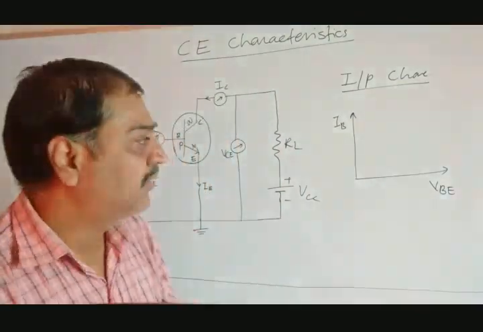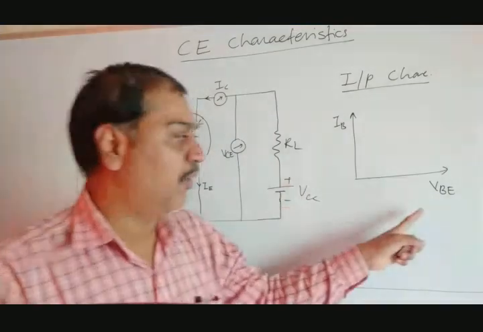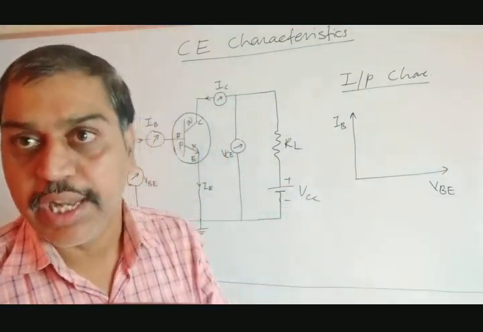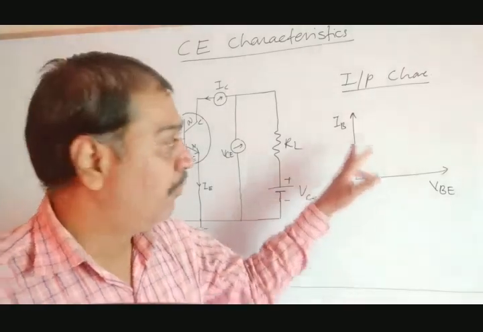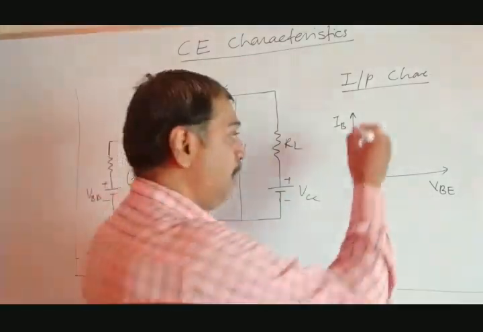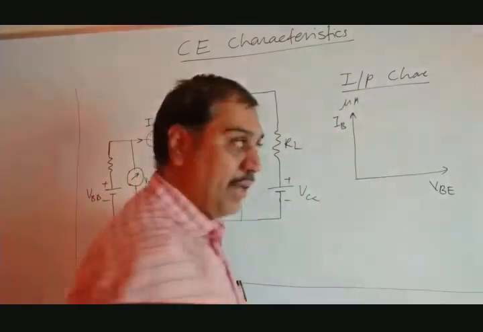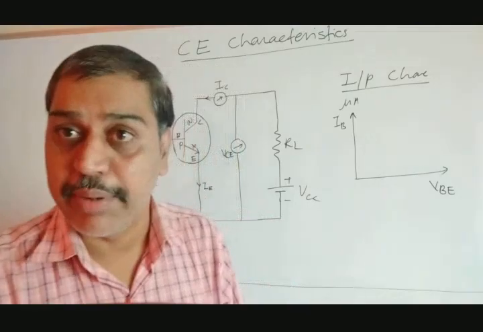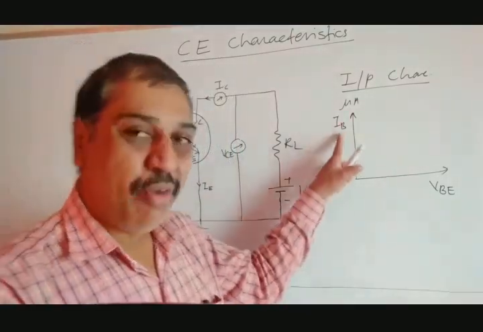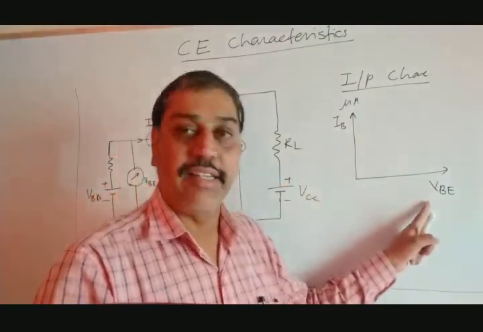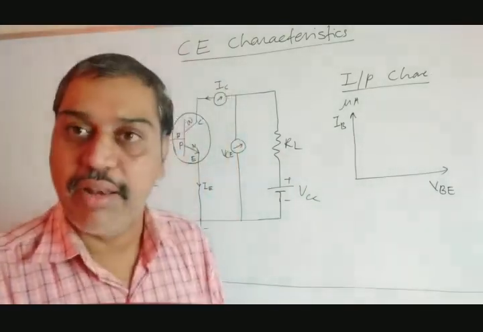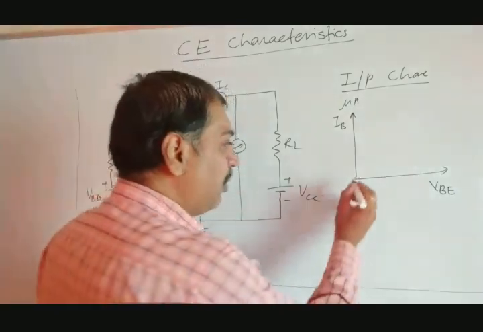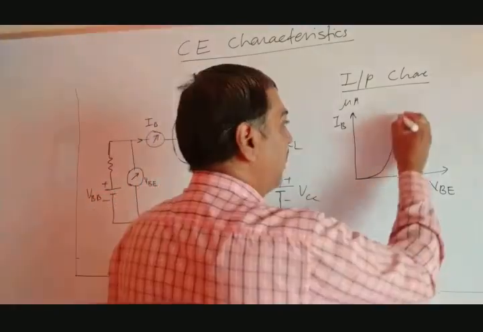While doing this input characteristics, this current IB is taken along the y-axis and voltage VBE is taken along the x-axis. If you see your book, they have shown the same parameters, where IB is measured in μA. μA means microampere, 10 raised to minus 6 ampere. A very small current. Voltage is in volt. And if you remember, we have learned the forward bias characteristics of a diode. Similar to that, this goes up. So it is a forward bias characteristic like this.